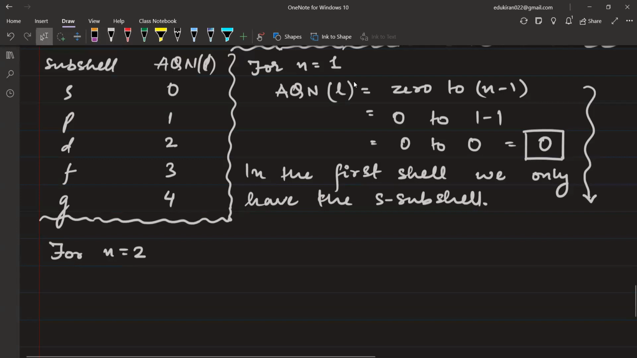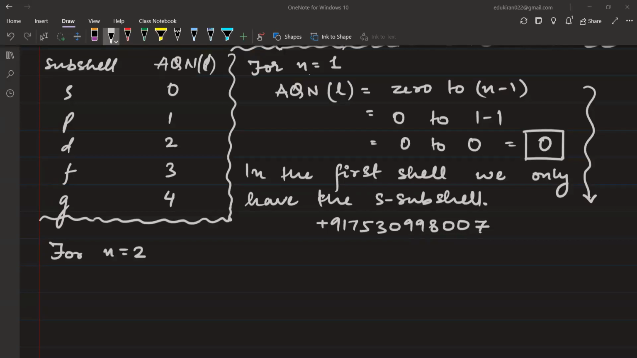And once you are done, you will send the answer to me on this number. Till 4? No, now do it for n is equal to 2 at least, for n is equal to 2. Yes, correct Kashif. Please send me, Kashif, whatever you have done on this number on WhatsApp, click a photo and send it to me.